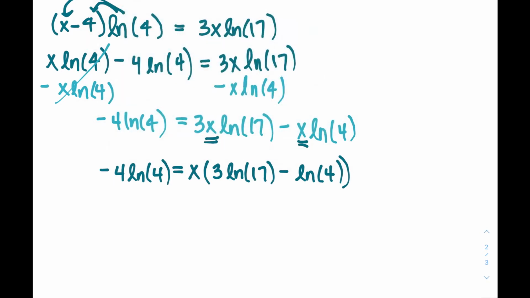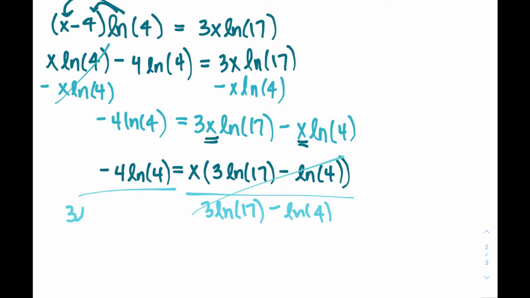We're already there, because I've got x that I'm trying to get by itself. Well, the only thing happening to x right now is it's being multiplied by this massive thing. So I undo it by dividing by said massive number. It cancels over here, and I do it to this side: 3 natural log of 17 minus natural log of 4. Now all I've got left over here is x, which is what I wanted.